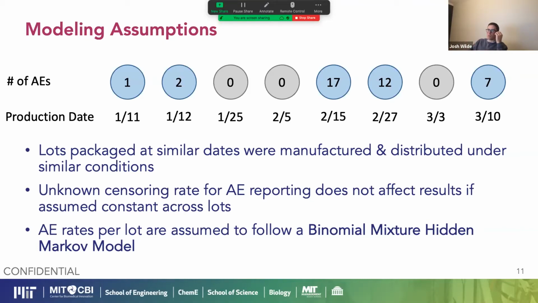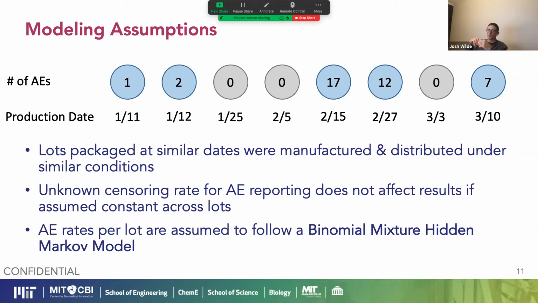So basically, we are assuming that lots that are produced closer together in terms of date are more related in terms of their manufacturing and distribution conditions. And so then our research question becomes, can we identify the presence of local? Yeah. And do you know the manufacturing date from the adverse event data that the FDA has?